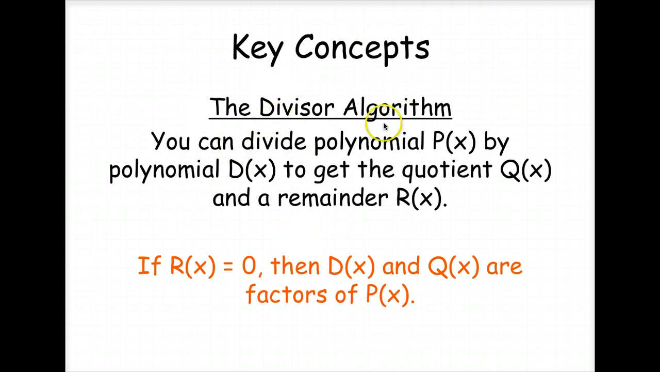The division algorithm says that you can divide polynomial p of x by polynomial d of x to get the quotient q of x and a remainder r of x. And something to note, if your remainder is 0, then this polynomial is a factor and this quotient is a factor of that polynomial. What in the world does that mean?